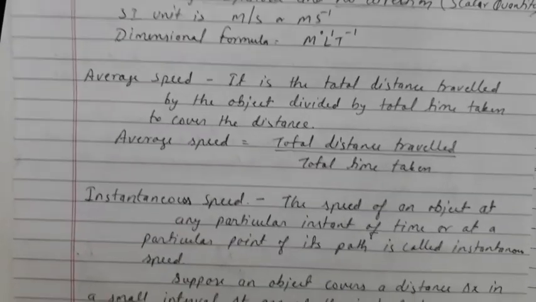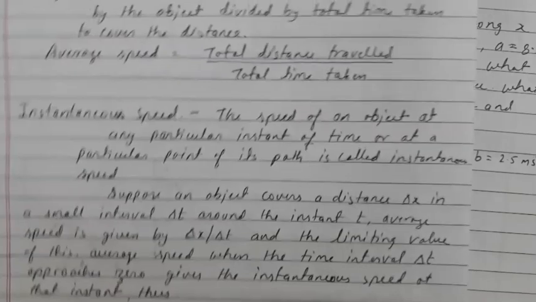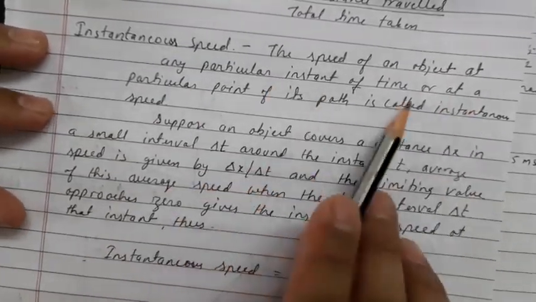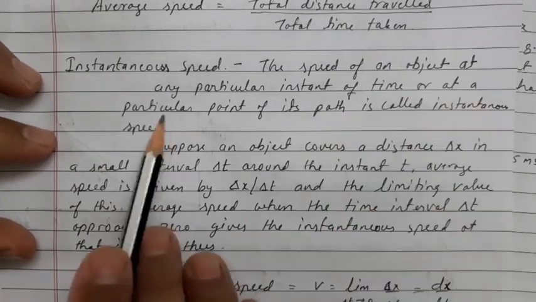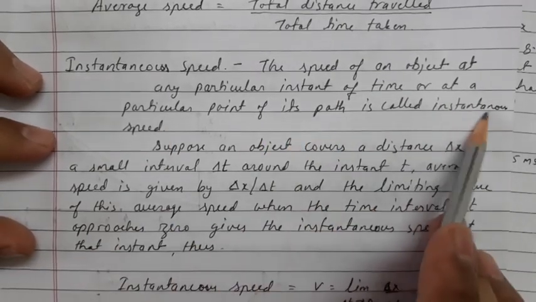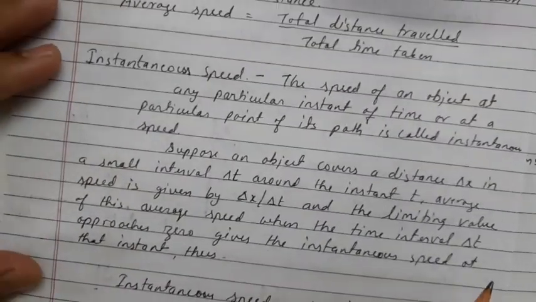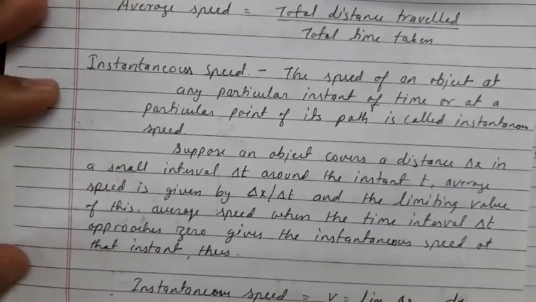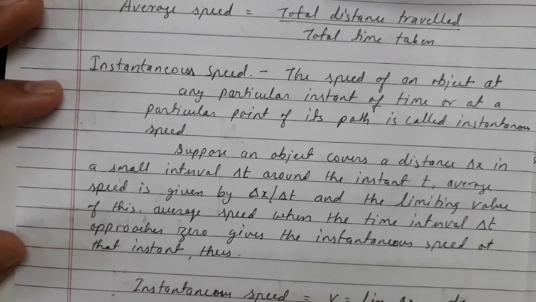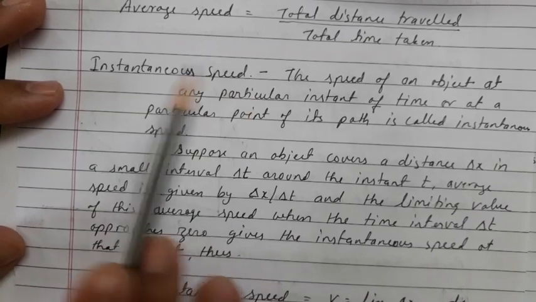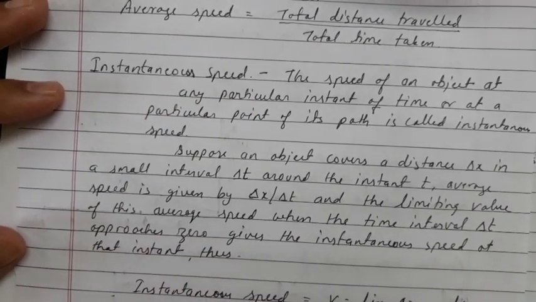Now the new thing is instantaneous speed. Now what is that? इंस्टेंटेनियस स्पीड क्या है? The speed of an object at a particular instant of time, or at a particular point of its path, is called instantaneous speed. Whenever we need to find out the speed of an object at a particular instant of time, किसी एक instant पे अगर हमें किसी object की speed पता करनी है, then that is what is known as the instantaneous speed.